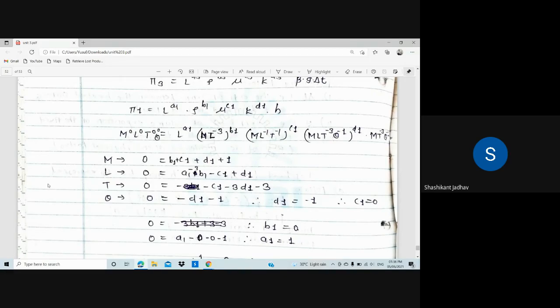Okay, so all of you write down the equation for the pi 1, L raised to A1, rho raised to B1, mu raised to C1, K raised to D1 into H. Write down the dimension of each term, and after that compare the powers of M L T theta, and by comparing the powers we have to calculate the values of A1, B1, C1 and D1.